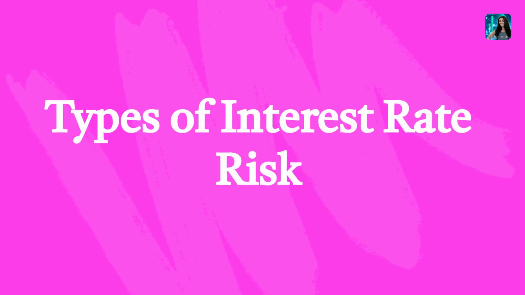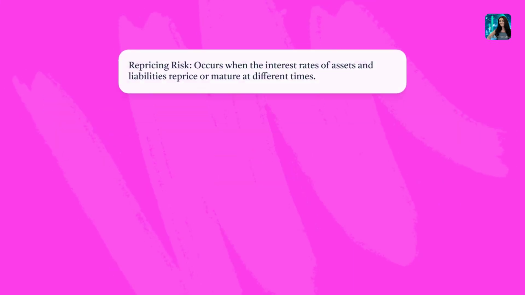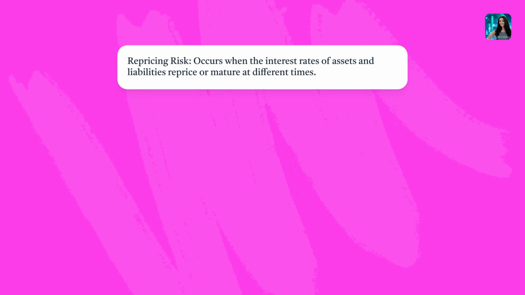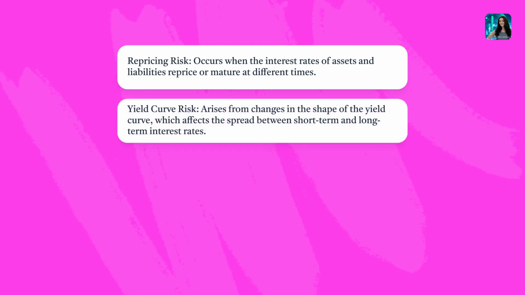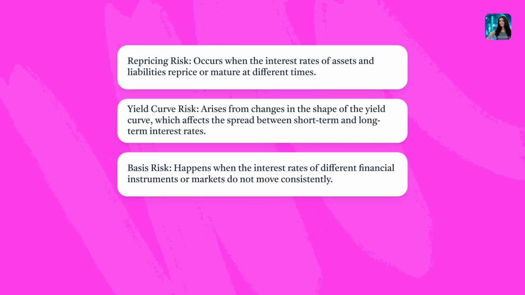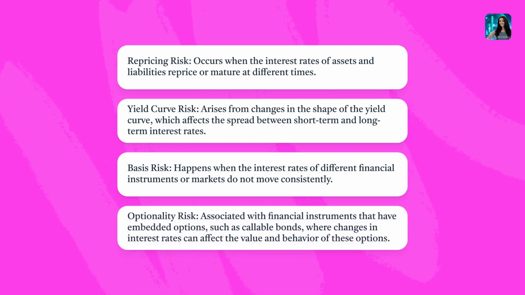Types of interest rate risk. Repricing risk occurs when the interest rates of assets and liabilities reprice or mature at different times. Yield curve risk arises from changes in the shape of the yield curve, which affects the spread between short-term and long-term interest rates. Basis risk happens when the interest rates of different financial instruments or markets do not move consistently. Optionality risk is associated with financial instruments that have embedded options, such as callable bonds, where changes in interest rates can affect the value and behavior of these options.